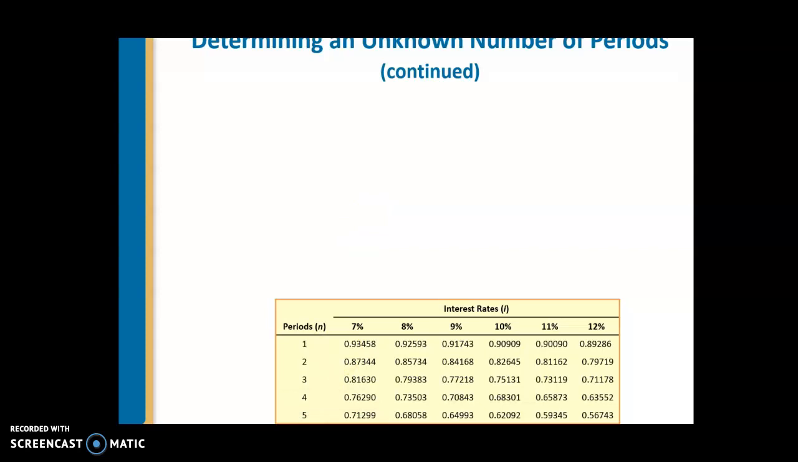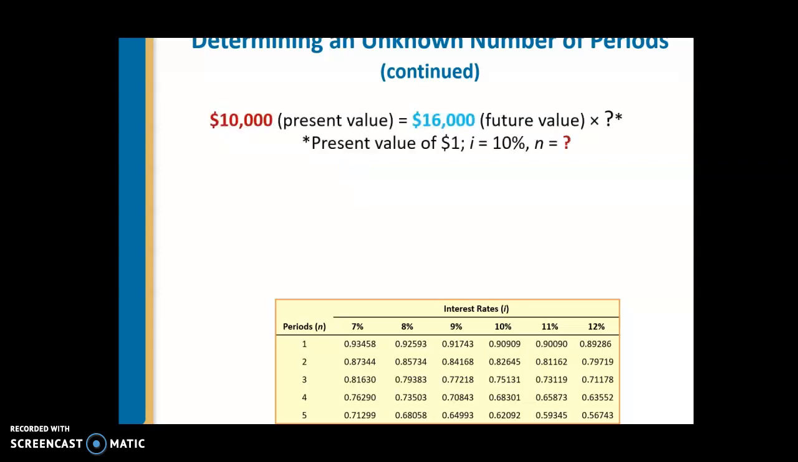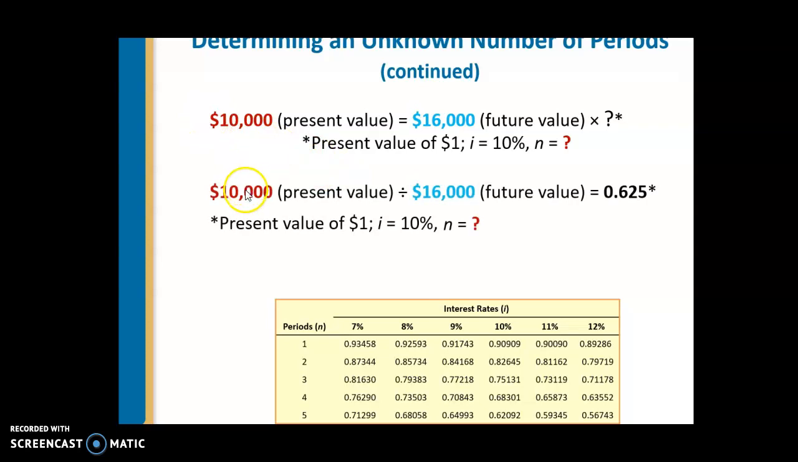Looking at Table 2. Before we go to Table 2, though, let me explain that we can solve for the number of years in, again, 2 easy steps. First, divide the present value by the future value to calculate a factor. $10,000 present value divided by $16,000 future value is a factor of 0.625. Then turn to Table 2.